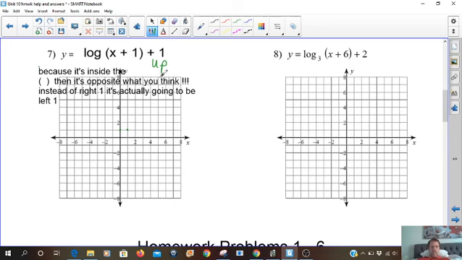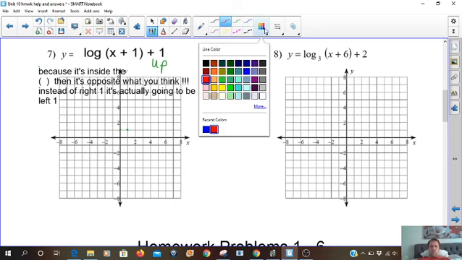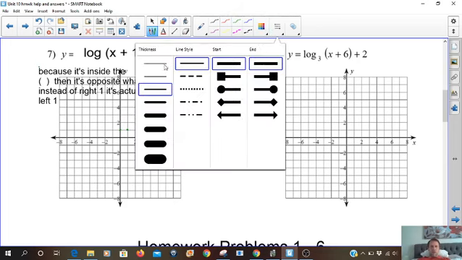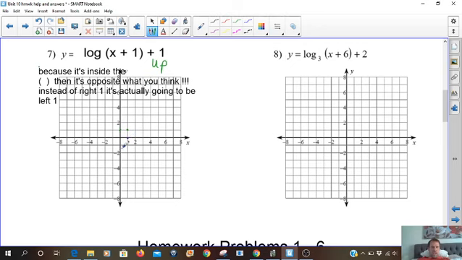That's interesting. Let's use a different color now. What about purple? There we go, purple. Okay, so originally our parent function crossed through here, and it came up like that. But now we're going to go up one and then shift back one. That should be here. So let's go ahead and check our graph. So I think it's going to come along here now, as -1 will be the new asymptote. And then it should cross here.